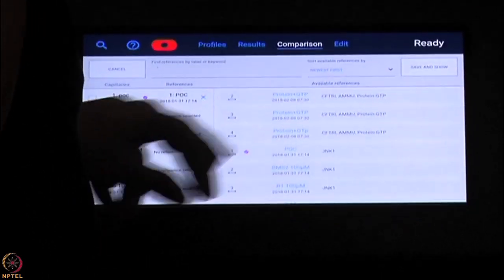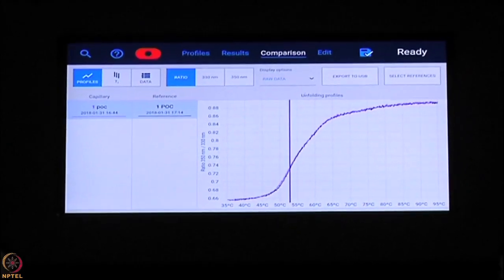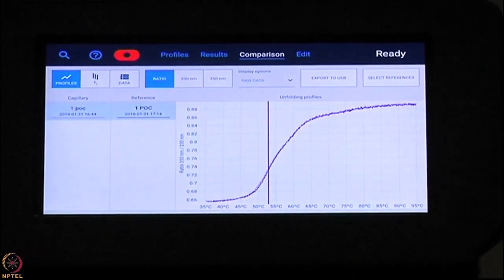Because one sample does not make sense to show you all the data, we have shown you the previous data. So this is how you typically get it here. The software automatically calculates and shows you the TM, like this.